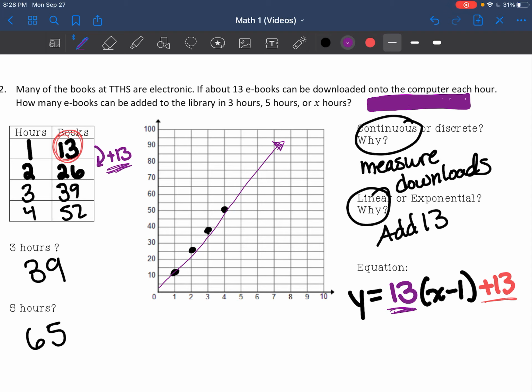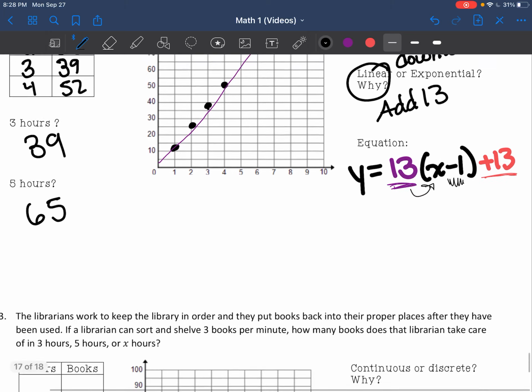I also know that it's the 13 I'm adding by down my table because it's right up here next to the x. They are partners. They are next to each other. So that is a good indicator to me that 13 is what we do down our table. And then it's x minus 1 here because we started at time 1.